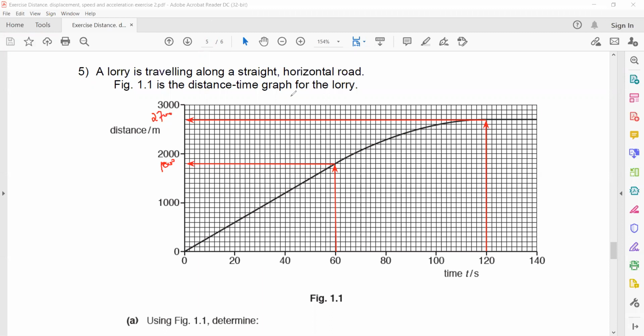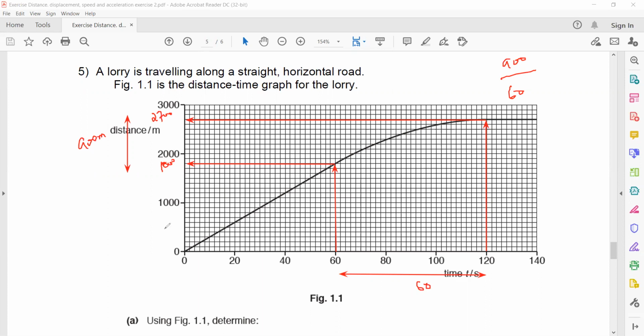And the average speed is the total distance travelled divided by total time. So what is the distance travelled from 1800 to 2700? You will subtract 2700 minus 1800, that's 900. So the distance travelled is 900 meter, and the time interval from 60 to 120 is equal to 60. So when we calculate the average speed, the distance travelled is 900 and the time interval is 60. So 900 divided by 60.